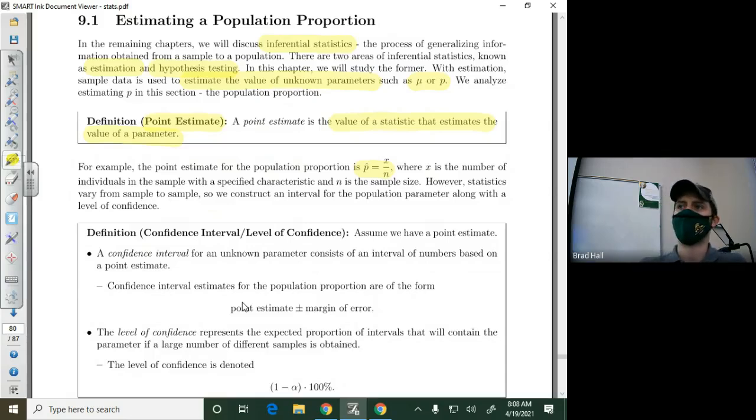And something we also add to this interval is something called a level of confidence. So really, in this section, we're going to be looking at a confidence interval and a level of confidence for that. These are two very important ideas in statistics.